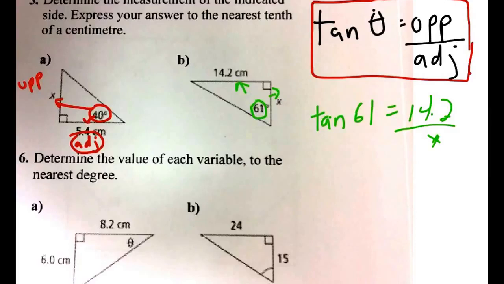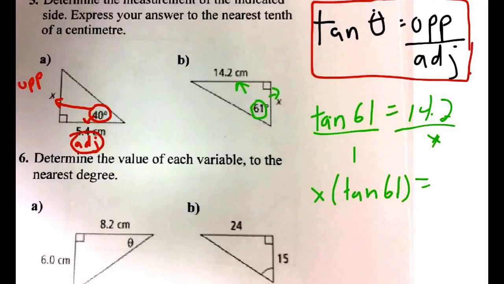Okay. So for any triangle you're going to get, you want to start with the angle, figure out whether you have the opposite, adjacent, and hypotenuse sides. Pick your formula. So in this case, because it's opposite and adjacent, we pick tangent, plug your numbers in the right spot for the formula, and then you're ready to cross multiply. So in this case now, when we cross multiply it, we have tan 61 times x, so that'll be x times tan 61 will equal 1 times 14.2.